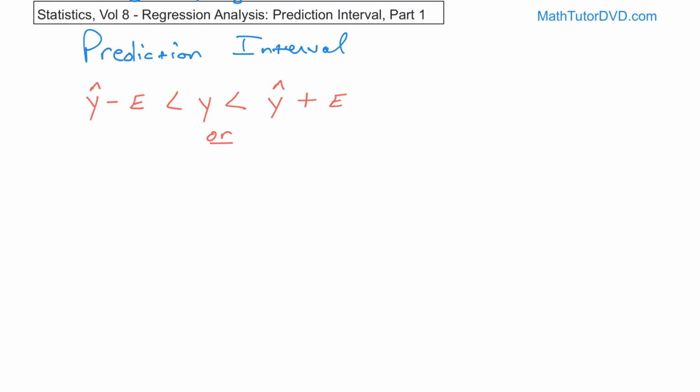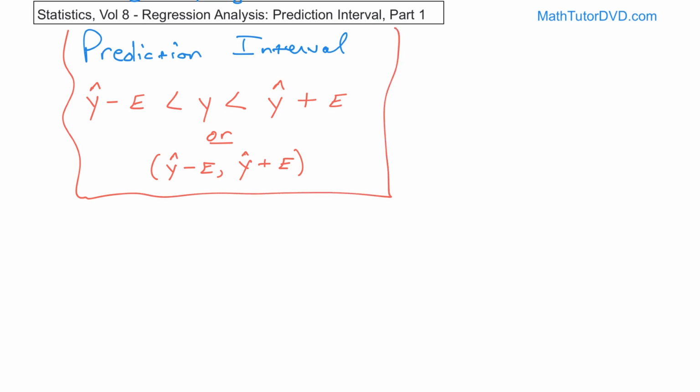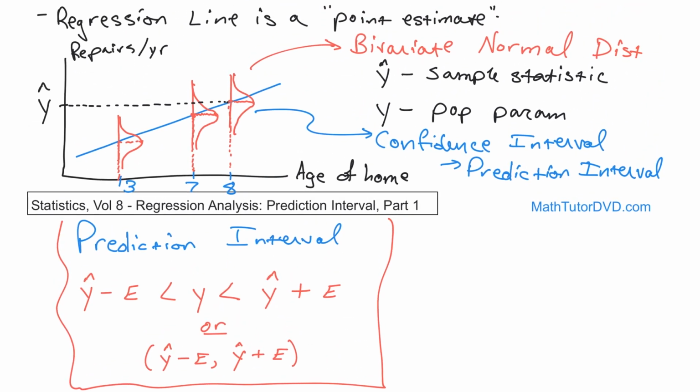You can write it with less than signs like this, or you can write it just simply with parentheses, y hat minus E, y hat plus E. This is the concept of a prediction interval. Now, keep in mind that basically you start at a point estimate, y hat, you subtract something which we call a margin of error. That's going to give us the lower bound of our prediction interval. And then we take the same point estimate and we add the exact same margin of error to it to get our upper bound.